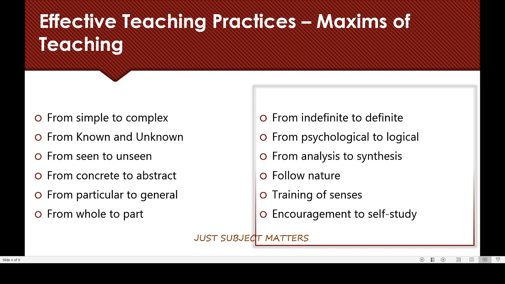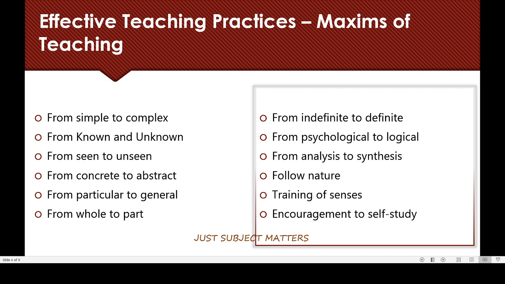And from psychological to logical, it is nothing but during the initial stages psychological order is more important, whereas for grown-up learners logical order is emphasized. And from analysis to synthesis, where initially the students have little or vague knowledge about the topics. Analysis means dividing the problems into constituent parts, but synthesis means understanding by connecting the knowledge acquired through the analysis of parts. So one just follows the other.